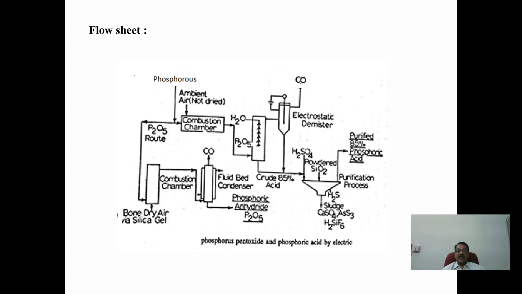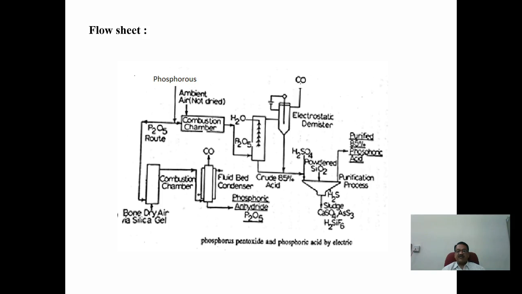And the unabsorbed phosphorus pentoxide and carbon monoxide are sent to an electrostatic precipitator or demister, where the mist and the phosphorus pentoxide are separated from the carbon monoxide. The carbon monoxide can be collected, purified and used as a fuel because it is combustible. The bottom product from the demister is a solution of phosphorus pentoxide, that is, dilute phosphoric acid.